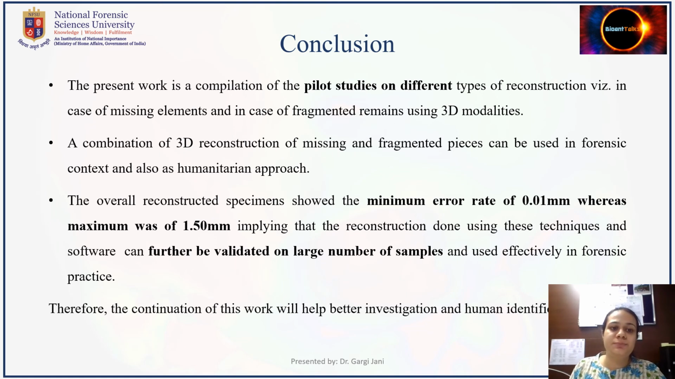To conclude, the present work is a compilation of pilot studies on different types of reconstruction, that is in case of missing elements and in case of fragmented remains using 3D modalities. A combination of 3D reconstruction of missing and fragmented pieces can be used in a forensic context and is also a humanitarian approach. The overall reconstructed specimen showed a minimum error rate of 0.01 mm, whereas the maximum was 1.50 mm, implying that the reconstruction done using these techniques and software can further be evaluated and validated on a large number of samples and can be used effectively in forensic practice.